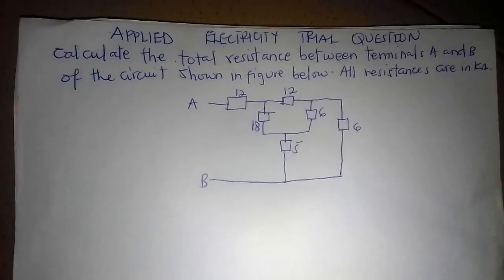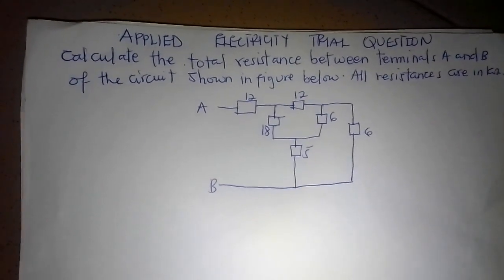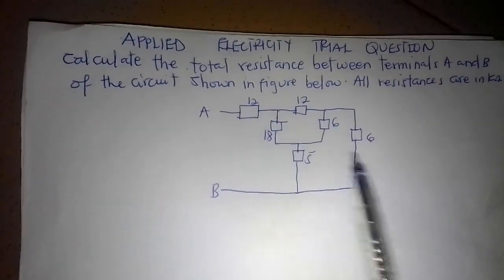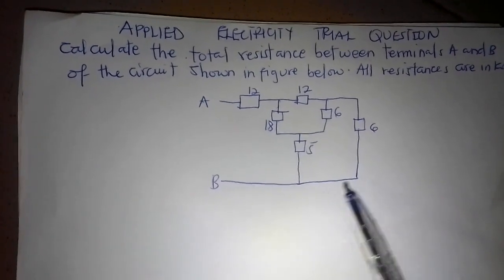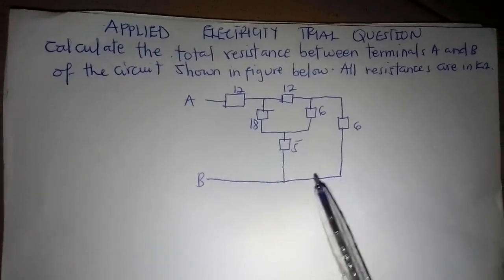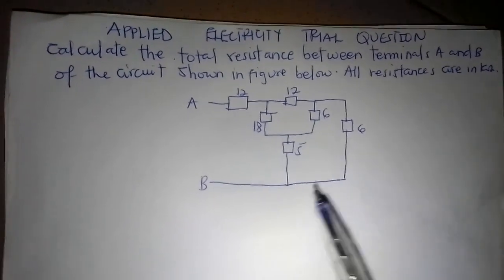In this video we're going to solve an applied electricity trial question. It says calculate the total resistance between the terminals A and B of the circuit shown in the figure below. So this is the figure here, and it says all resistances are in kilo ohm.